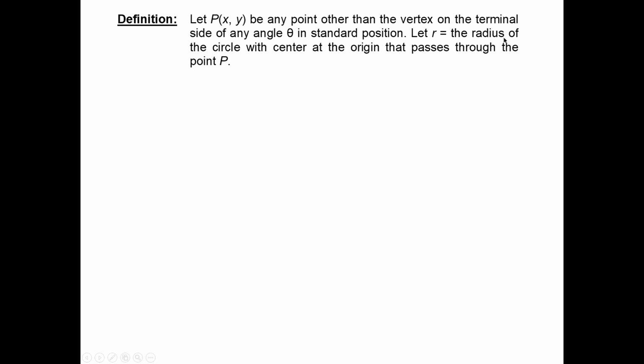Let r equal the radius of the circle with center at the origin that passes through the point P. So basically the picture we have. Notice that the equation of the circle is x squared plus y squared equals r squared. Keep that in mind.